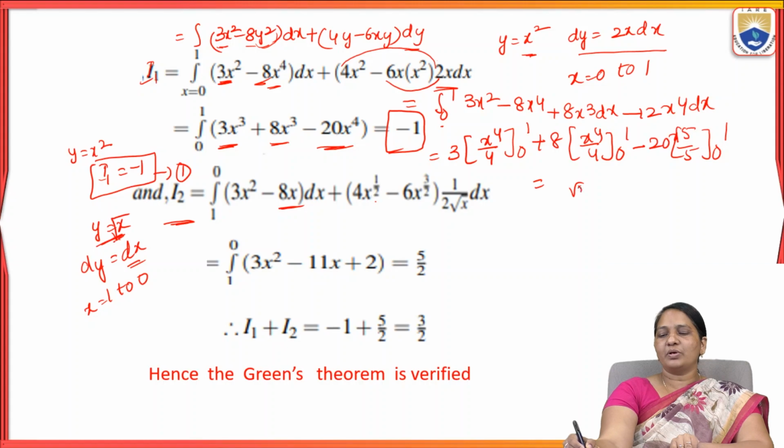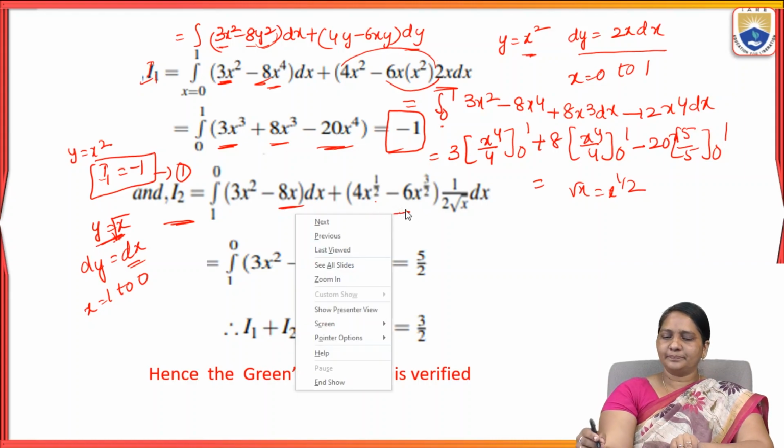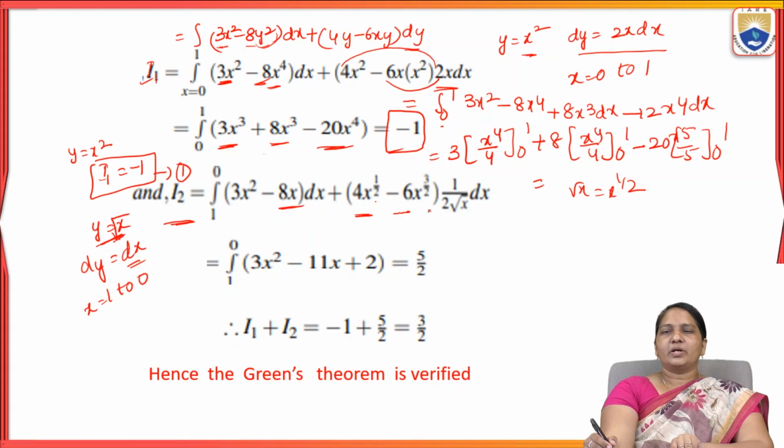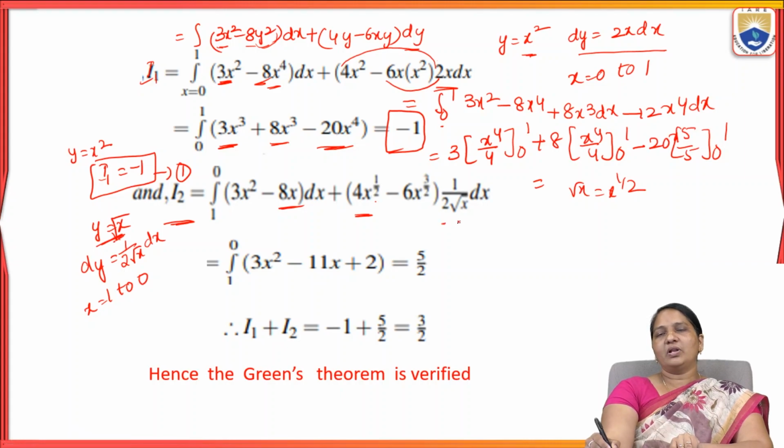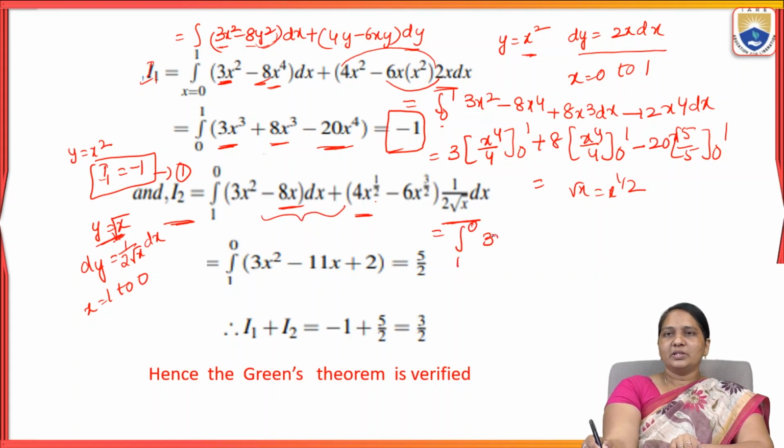That means we can write root x equal to x power 1 by 2 also. That is only given here. 4x power 1 by 2 minus 6 into x power 3 by 2. Here y equal to x, then we are getting dy equal to dx. But here if y equal to root x, then it is 1 by 2 root x into dx, 2 root x into dx. That value we are replacing here, 1 by 2 root x into dx. So when you are simplifying this value, we are getting here integral 1 to 0, 3x square minus 11x plus 2 into dx.